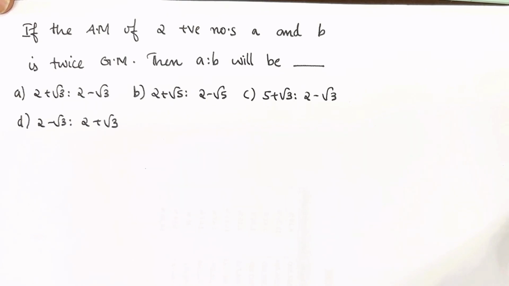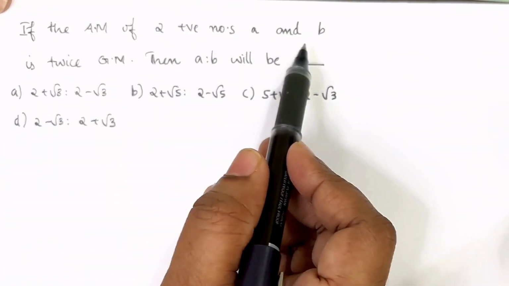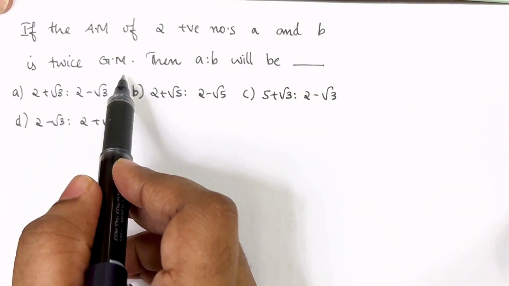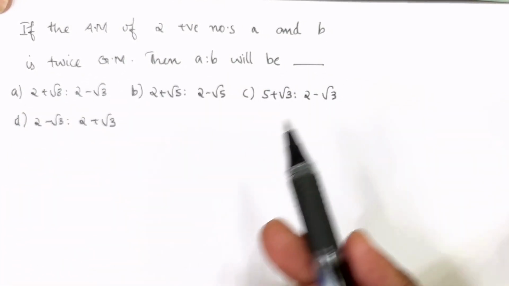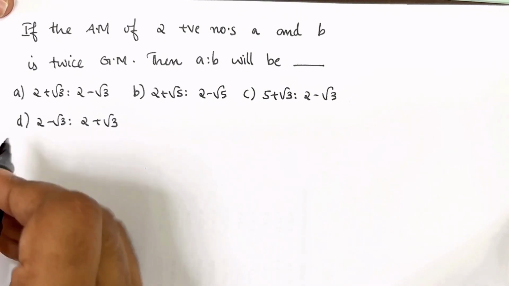In this video, we are going to discuss a question based on arithmetic mean and geometric mean. The question is, if the arithmetic mean of two positive numbers a and b is twice the geometric mean, then a is to b will be dash. These are the options given. So let's find out the answer.